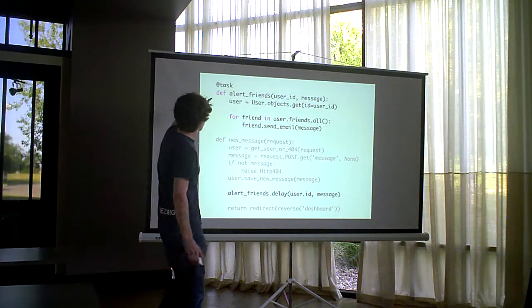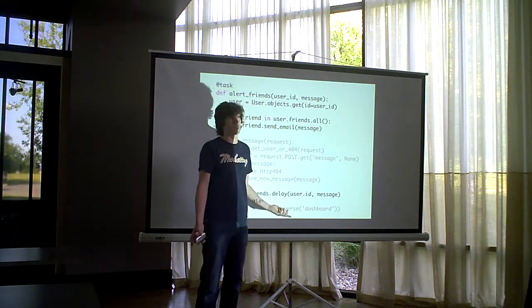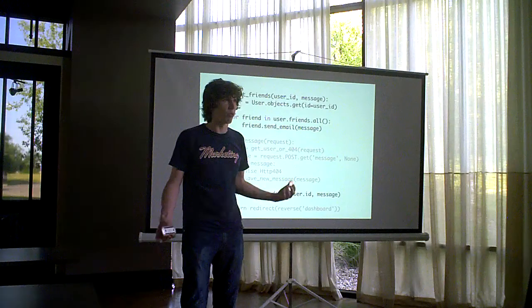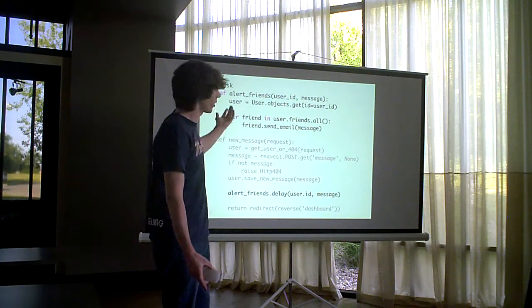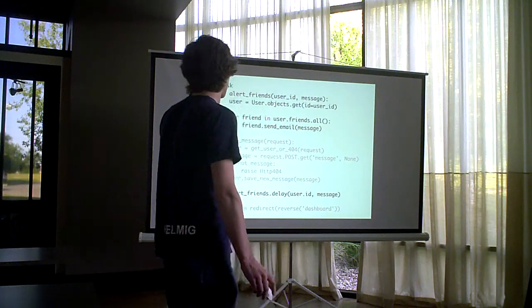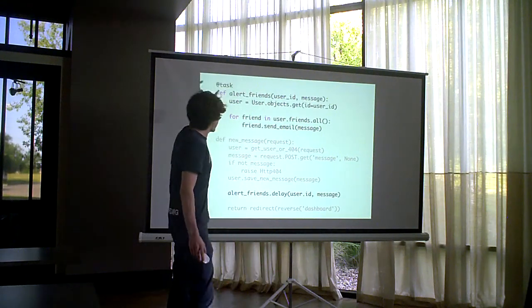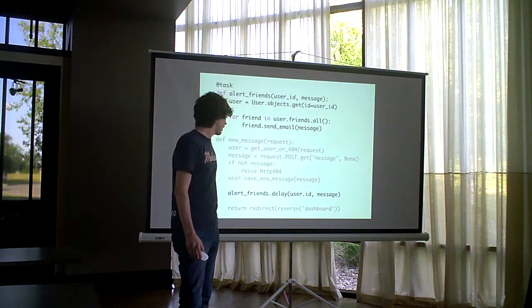Basically, all you're doing is this function. It's a discrete function where it has user ID and message. That's really all you need to perform this. You can find all the friends by grabbing the user out of the database and looping over them and sending all the message. I'll talk a little bit about this little task decorator here in a second. But basically, that's the gist of the actual task.